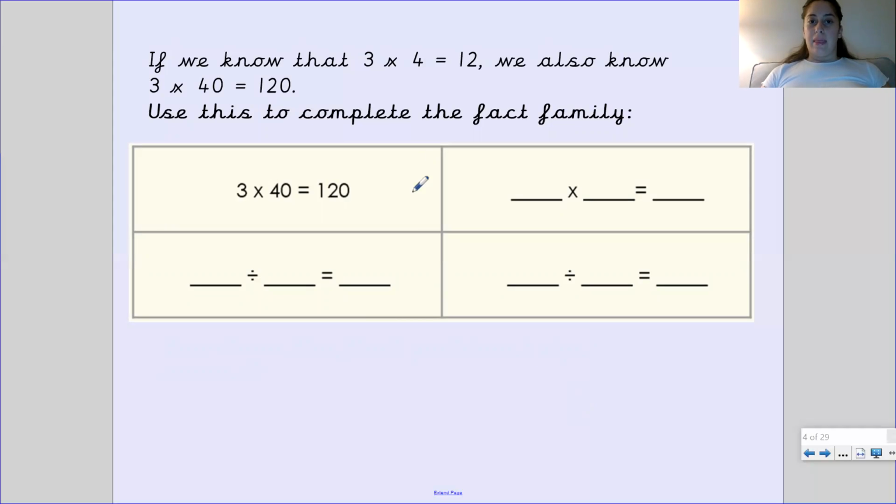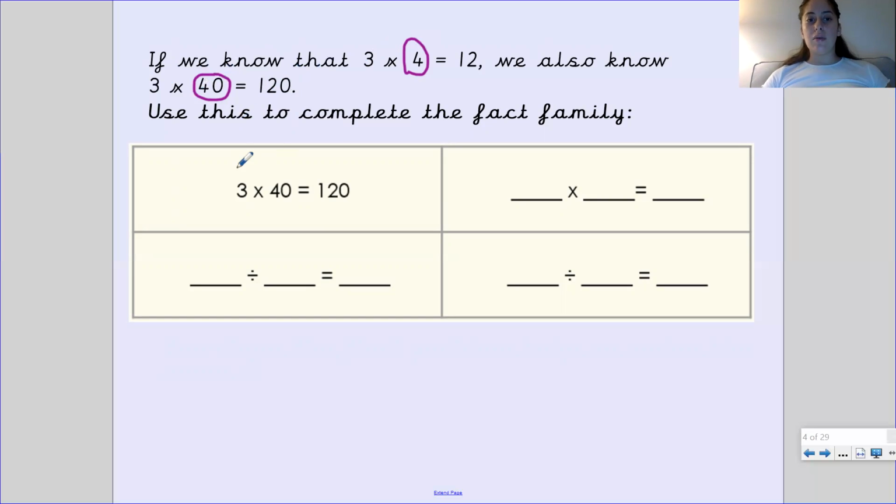If we know that 3 times 4 equals 12, we also know, so here's the 1 that my number is being multiplied by. Now the same number is being multiplied by 10. So if I know that 3 times 4 equals 12, I also know that 3 times 40 equals 120. These numbers are the same, but it's just got an extra 0, so my answer will have an extra 0.